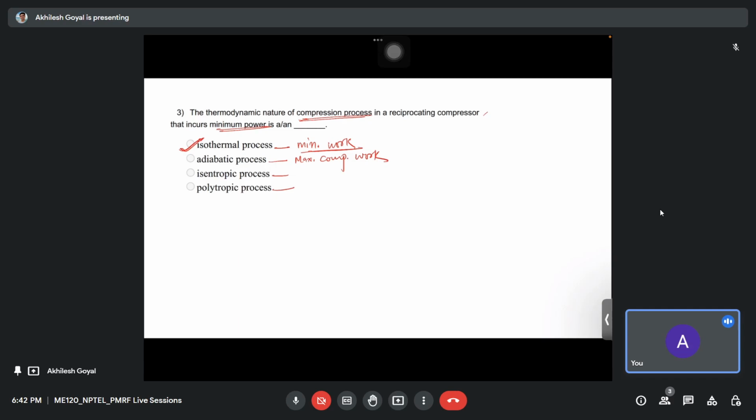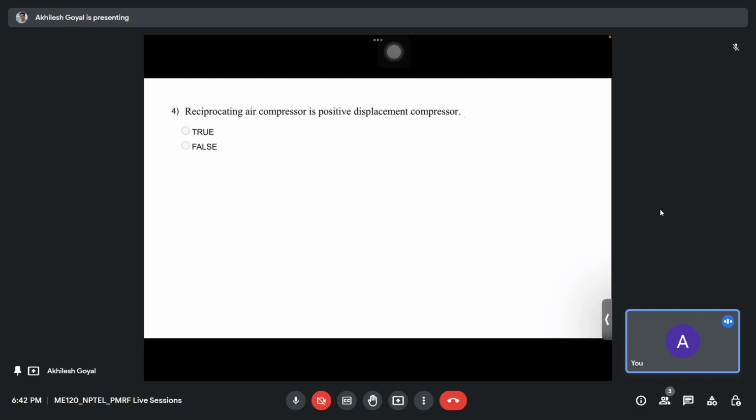The next question is: the reciprocating air compressor is a positive displacement compressor. That is true, that we already talked about in the second slide. Reciprocating compressors are positive displacement compressors because the compression of air happens because of the reducing area or reducing volume of the space. So that's why it is called a positive displacement compressor. So this statement is true. So let's move to the next one.